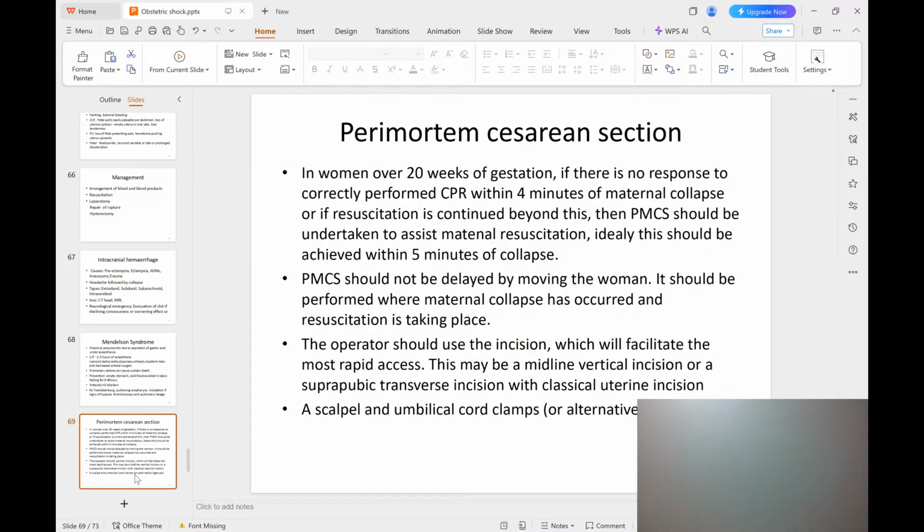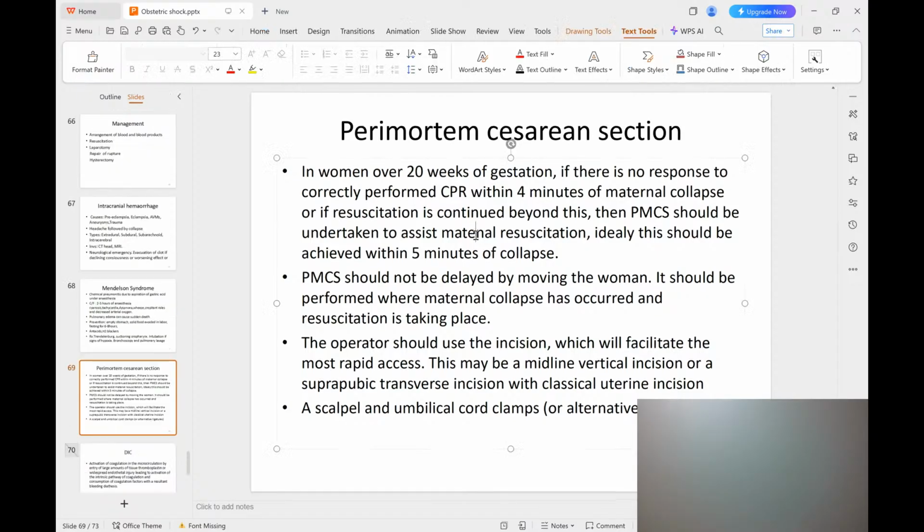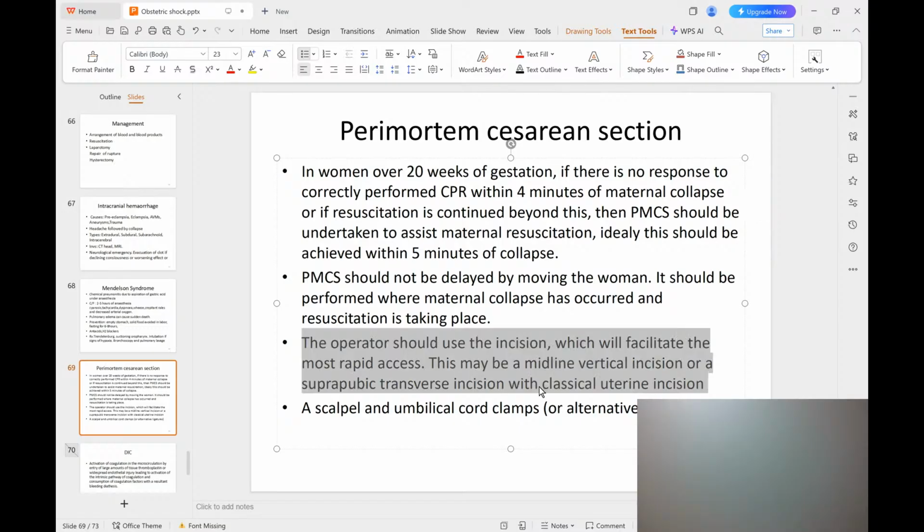So perimortem cesarean section in women over 20 weeks of gestation, if there is no response to correctly performed CPR within 4 minutes of maternal collapse and resuscitation needs to be continued beyond this, then perimortem cesarean section should be done to assist the maternal resuscitation and also sometimes to salvage the baby. It should not be delayed by moving the woman from where the maternal collapse has occurred, and the decision should be taken in place, and should use the incision which will facilitate more rapid access, and also scalpel and umbilical cord clamps are important.